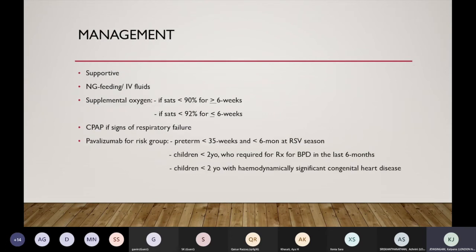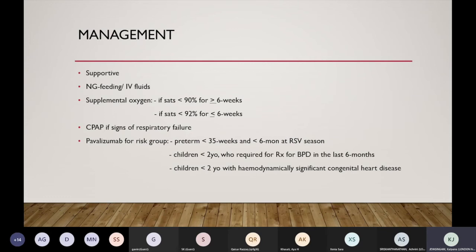What do you do? As we said, it's a viral illness, so no antibiotics. It's usually supportive, so especially if they have respiratory distress, you don't want to feed them on top of it because they're already exhausted, and feeding on top of it is probably not going to work. So in those cases, usually we put an NG tube in and feed them through the NG tube, or put in IV fluids. And in some cases, they may need a bit of oxygen.